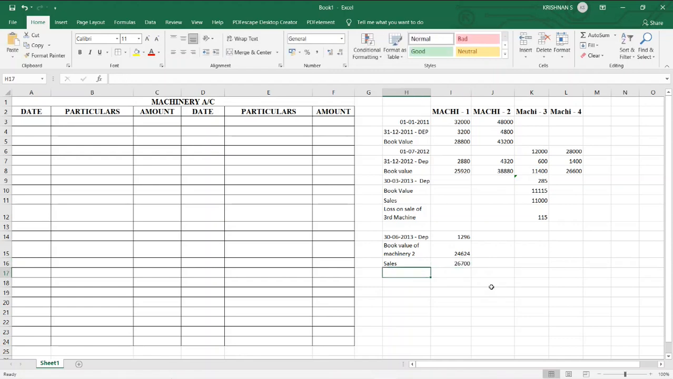So here the selling price is more than the book value of machinery 1. Okay, it's not 2, it's machinery 1. Selling price is more than the book value, so we have earned through this sale. 26,700 minus 24,624, so we get 2,076. This is the profit on sale of machinery 1.